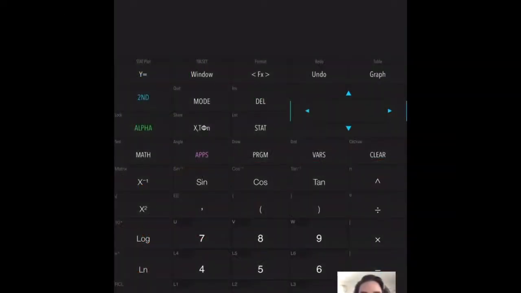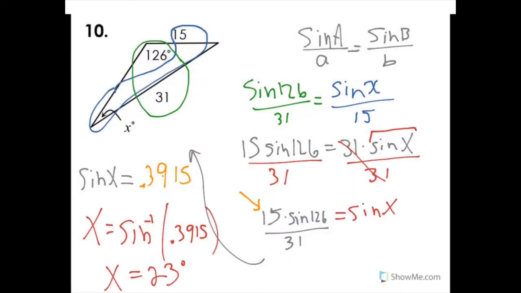Okay, so clearing out my calculator, I'm going to type in 15 sine 126, important parenthesis, divide 31. So you get about 0.3915. So now inverse sine, so second sine, 0.3915. Enter. So you get about 23 degrees for that angle. Now you're going to try number 11 and 12, and then I will show you some answers for those two.